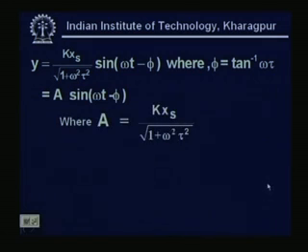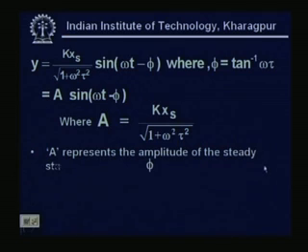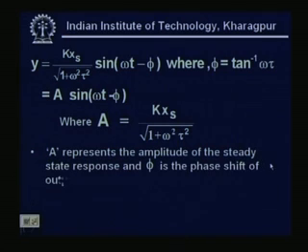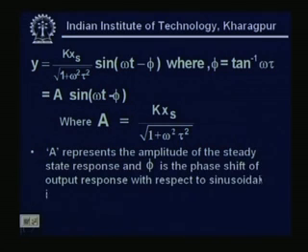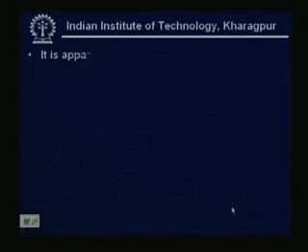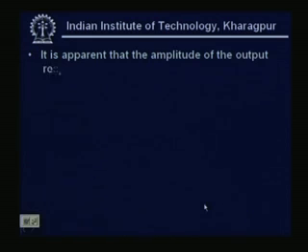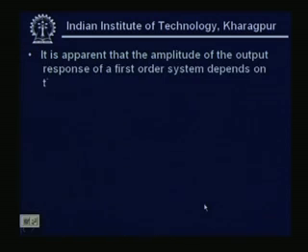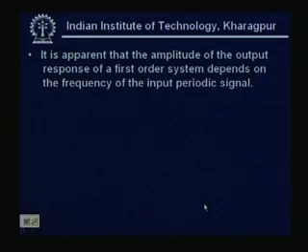Where A equal to k xs upon under the square root 1 plus omega square into tau square, where A represents the amplitude of the steady state response and phi is the phase shift of the output response with respect to the sinusoidal input, right. It is apparent that the amplitude of the output response of a first order system depends on the frequency of the input periodic signal, right.